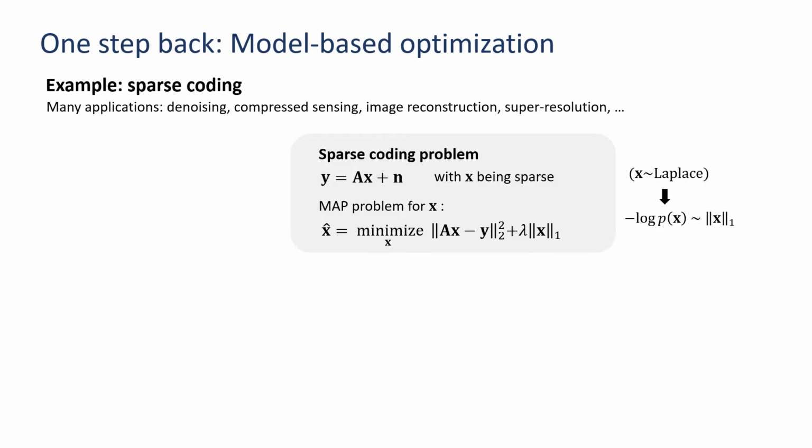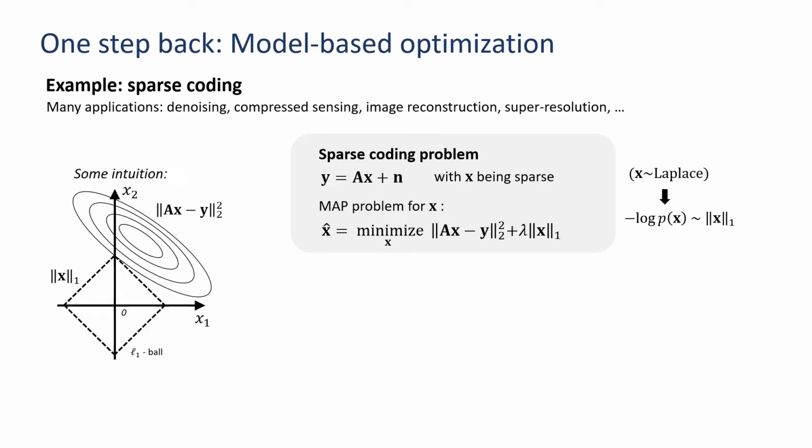Now let's look at an example, one that you're also all familiar with, which is the sparse coding problem. So sparse coding is trying to solve y equals Ax plus n for x, knowing that x is sparse. So basically, that x follows a Laplace distribution, when the negative log of p is an L1 norm. So the MAP problem for x is then minimizing over x this least squares term, Ax minus y, plus lambda times the L1 norm of x.